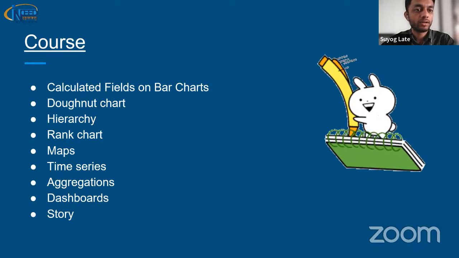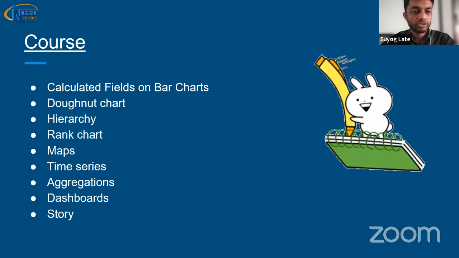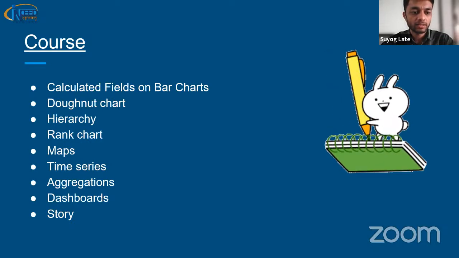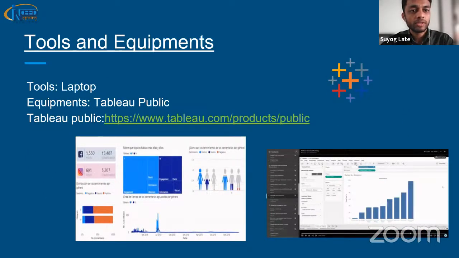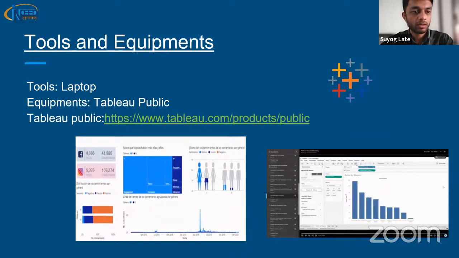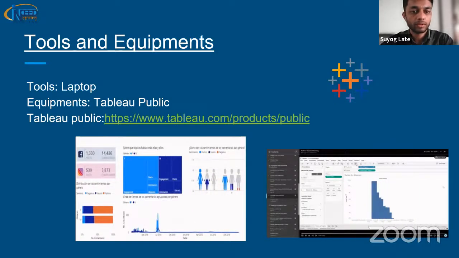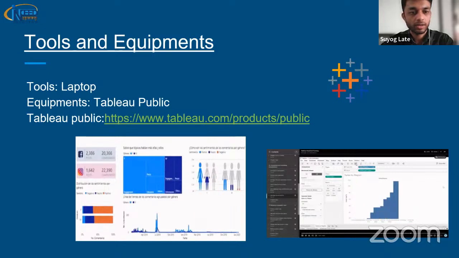This is the course content. So today we are covering calculated fields on bar charts, donut charts, hierarchy, rank chart, maps, time series, aggregations, dashboards, story. So this is the curriculum of today's bootcamp. Tools and equipment required for this session are a laptop and Tableau Public. And the Tableau Public link is also given here, and we will also share it in the chat box. More information regarding the equipment and software will be provided by the trainer madam.